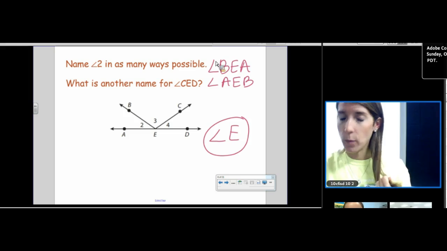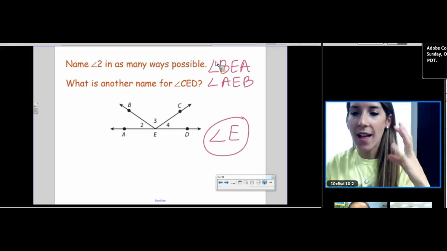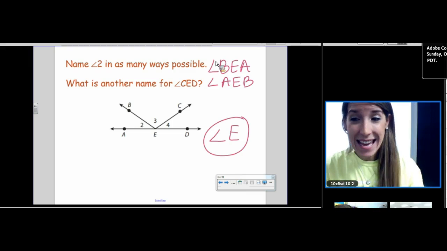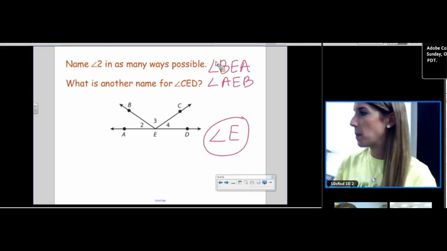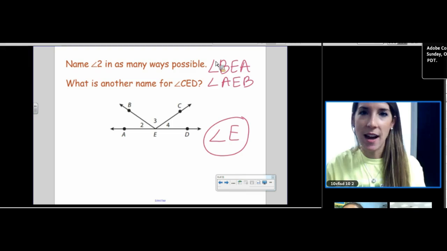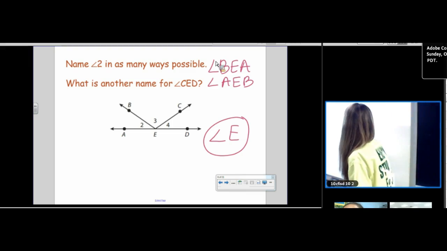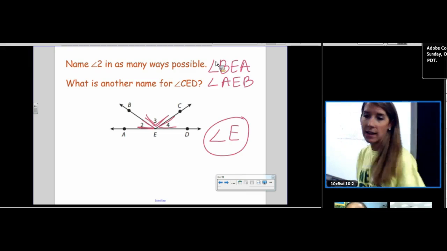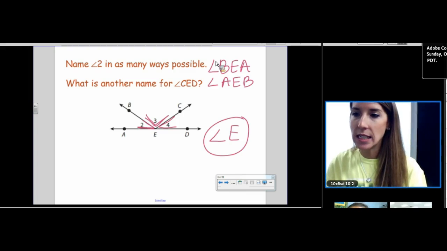In the last picture, we were allowed to name it angle Y. But in this picture, we're not allowed to name it angle E because there's 3 different angles at E. It's like in my 3rd period, if I call on Michael, and there's 3 Michaels, they won't know which kid I'm calling on. I have to use the last name too. So when there's more than one angle at a vertex, you're not allowed to name it using one letter. Okay? What's another name for angle CED? Which one is angle CED? Everybody type it. Which angle?